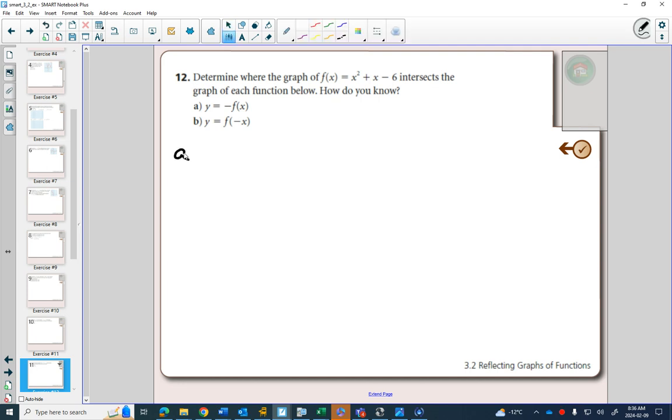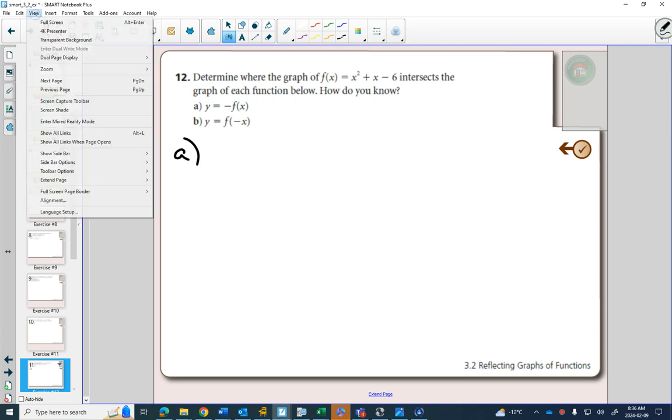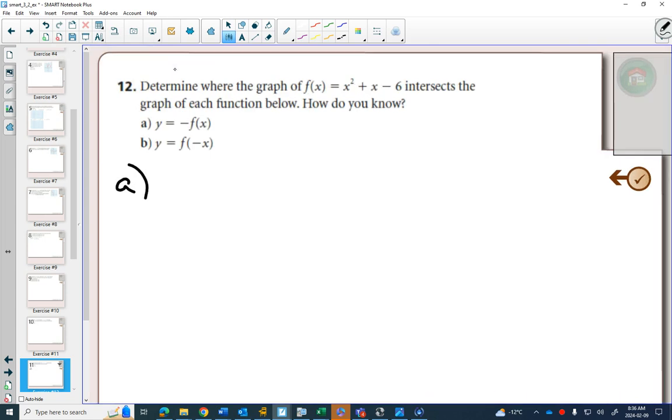So here in question number 12, it says, determine where the graph of f of x equals x squared plus x minus 6 intersects the graph of each function below. In A, we have negative f of x. The first thing you would realize is that the negative is outside the function, which means everything outside is vertical, and this will be a vertical reflection.